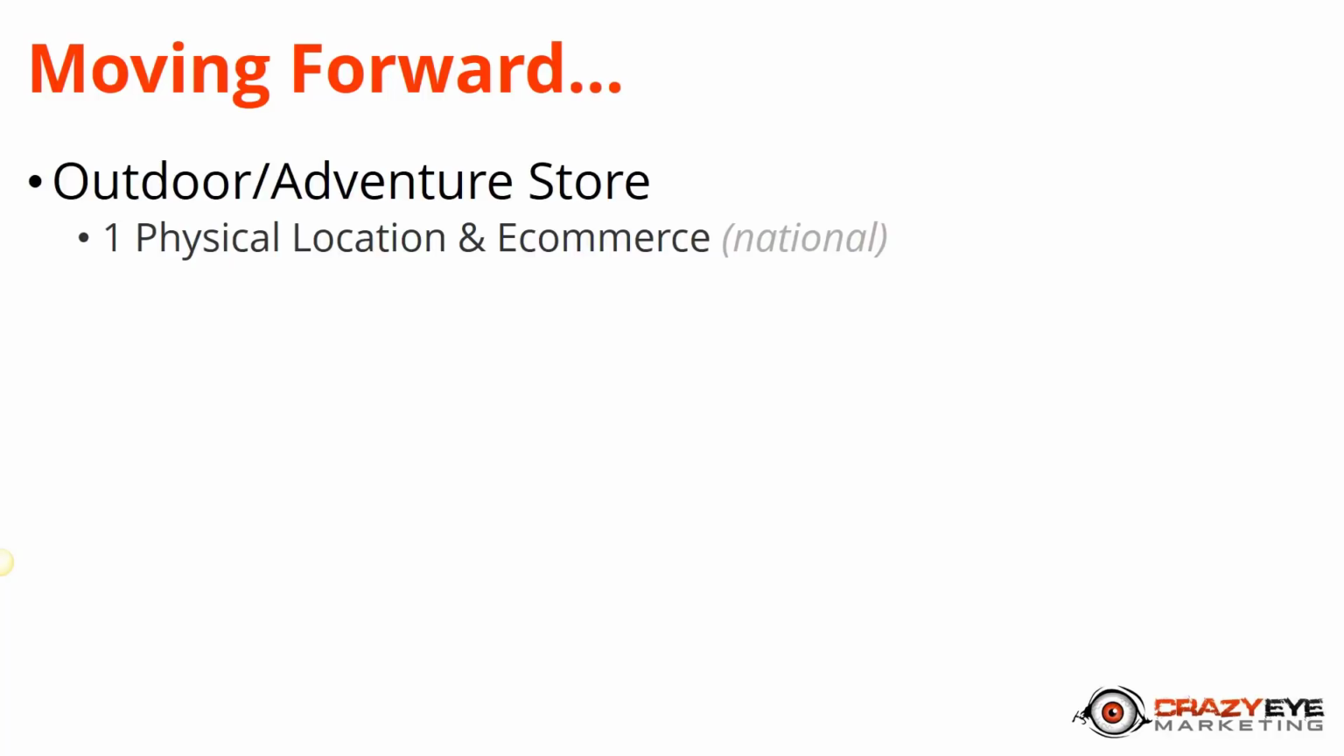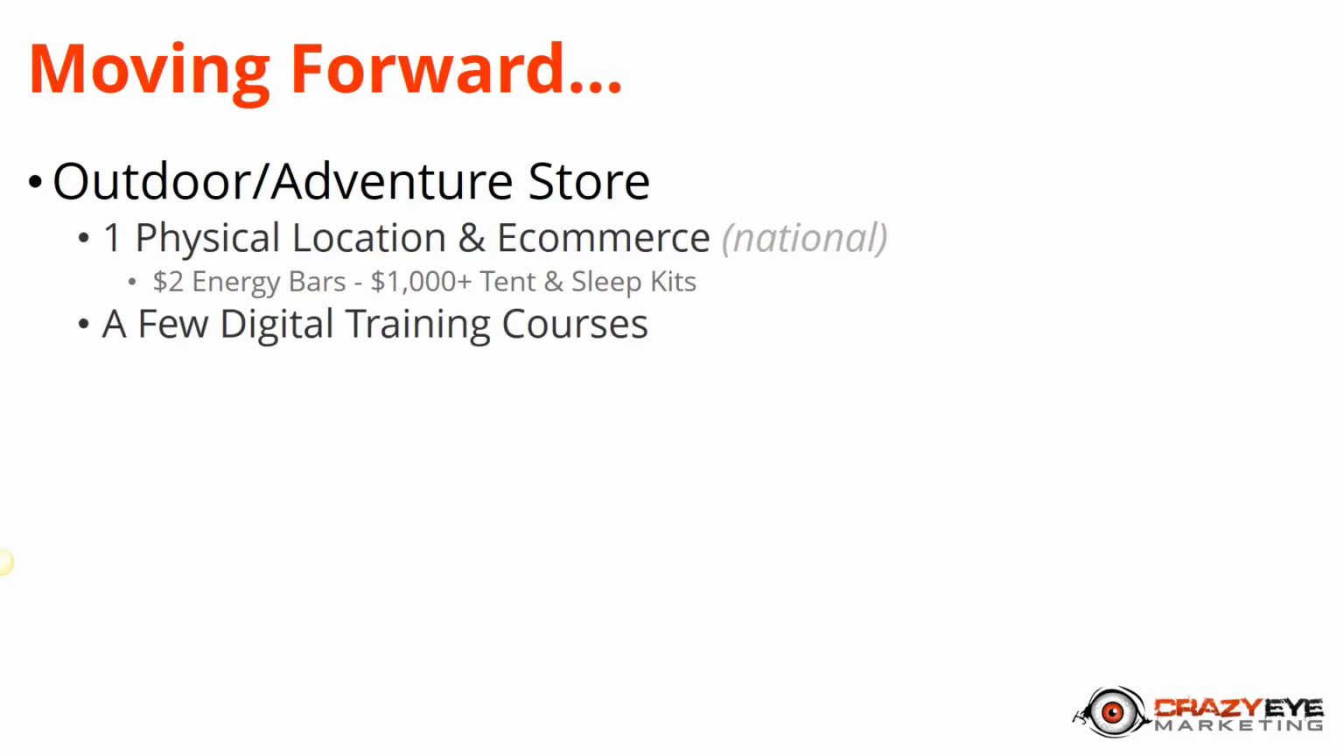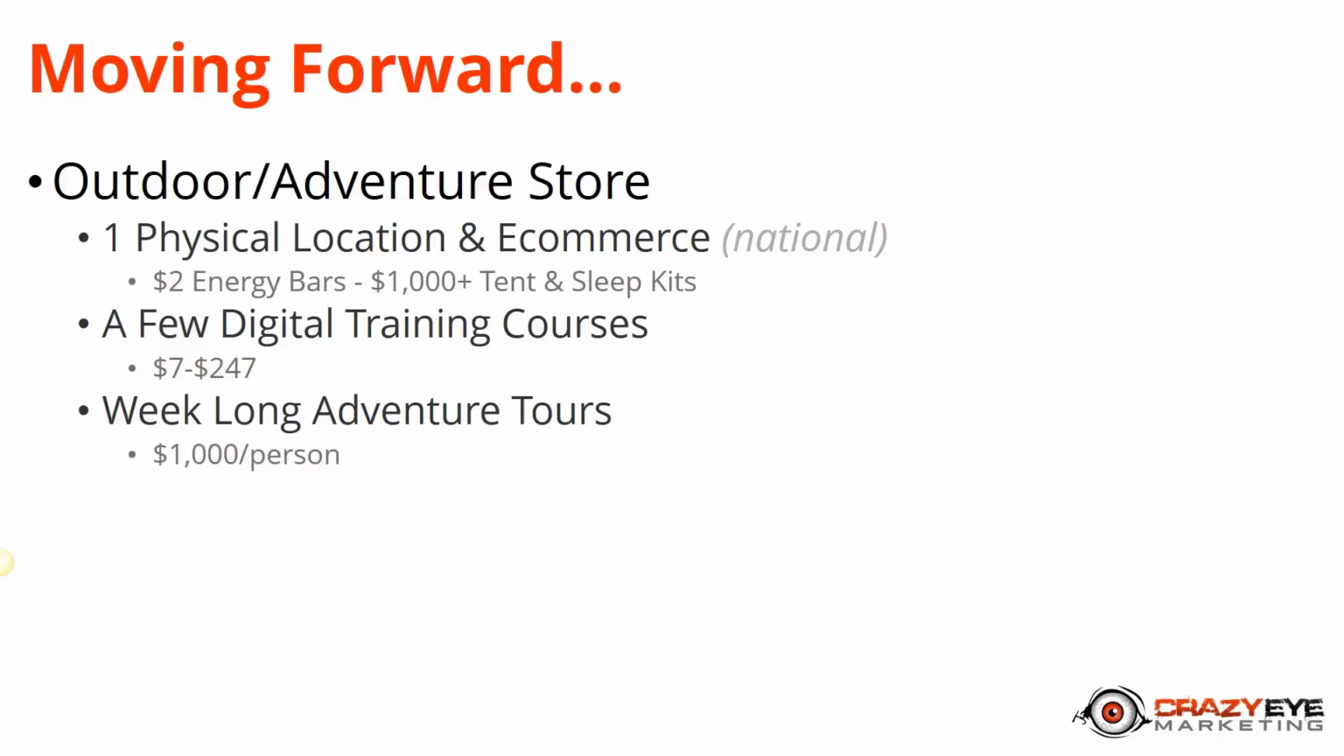Now, through our physical location and our e-commerce store, we sell everything from $2 energy bars or meal replacement bars to $1,000 plus tent and sleep systems. So we have a whole wide range of physical products. Then we also have a few digital training courses, and we started selling these because they are such high margin. Like once they're created, they're pretty much 100% pure profit, and they range in price from $7 to $247, starting with something simple like preparing for your first camping trip, all the way through how to become a master survivalist. And we give away a certification and a badge and all sorts of cool stuff with that higher end digital resource. Then for our local people, we offer week-long adventure tours, and they come in at $1,000 a person.